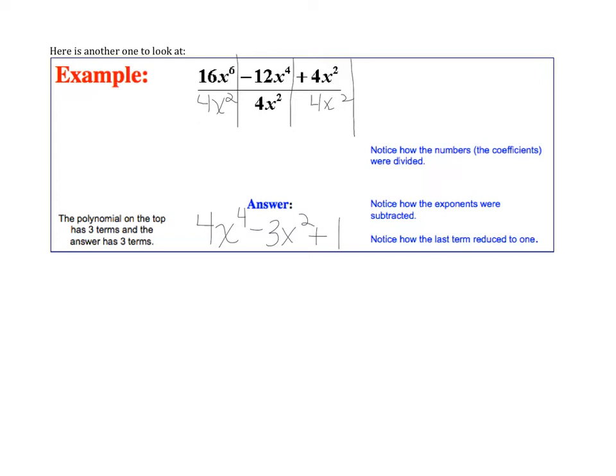So the biggest thing I want you to take away from this problem is when you divide the same term divided by the same term, you have to put the 1 there because it's going to be added or subtracted, okay?